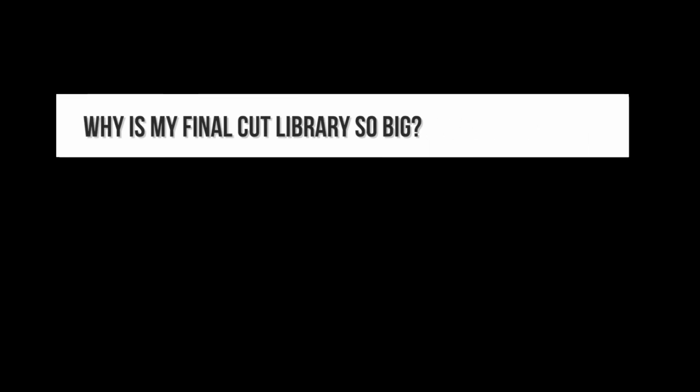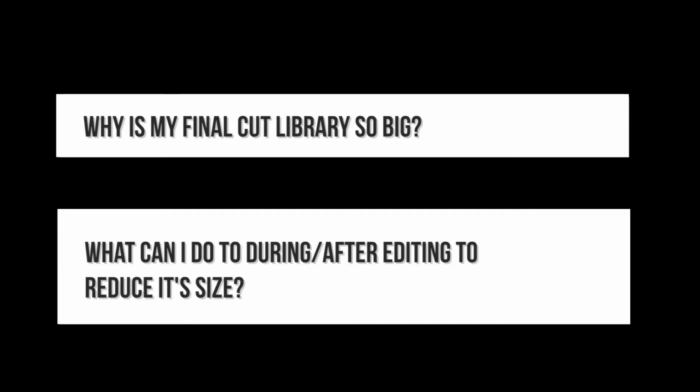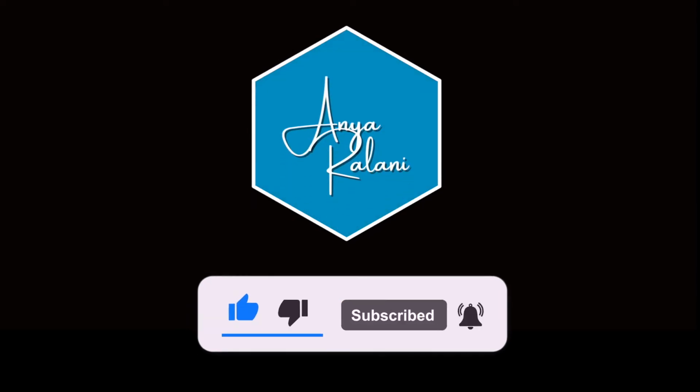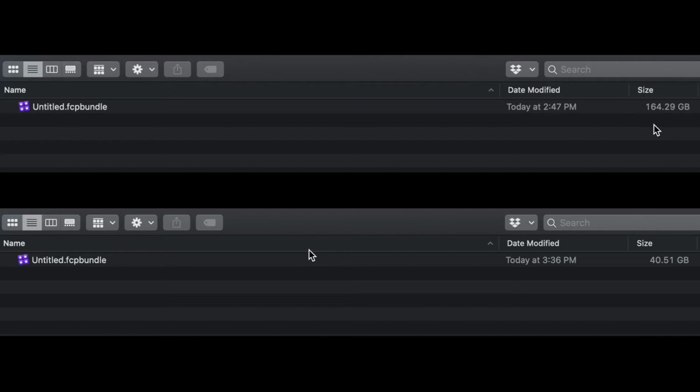Why is my Final Cut library so big? And what can I do during and after the editing process to minimize its size? So let's get into it. So here, I was able to take this library of mine from 164 gigabytes to 40 gigabytes, and the remaining 40 gigabytes was just the size of my raw data.